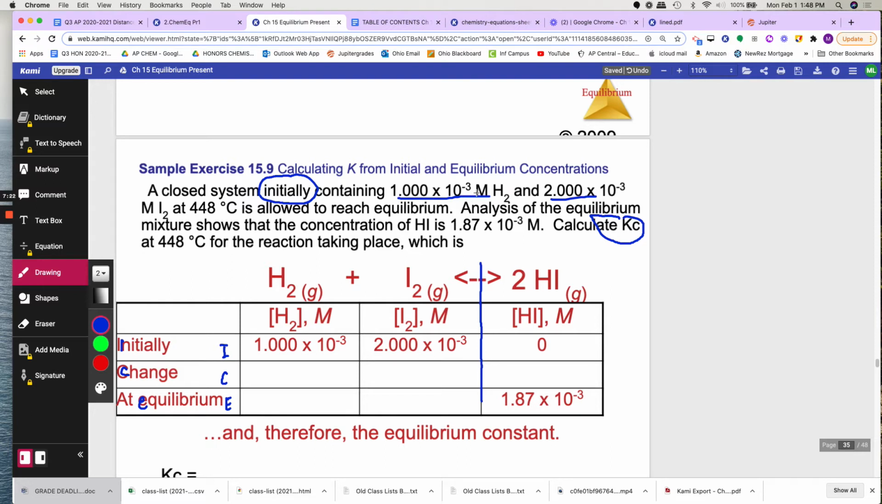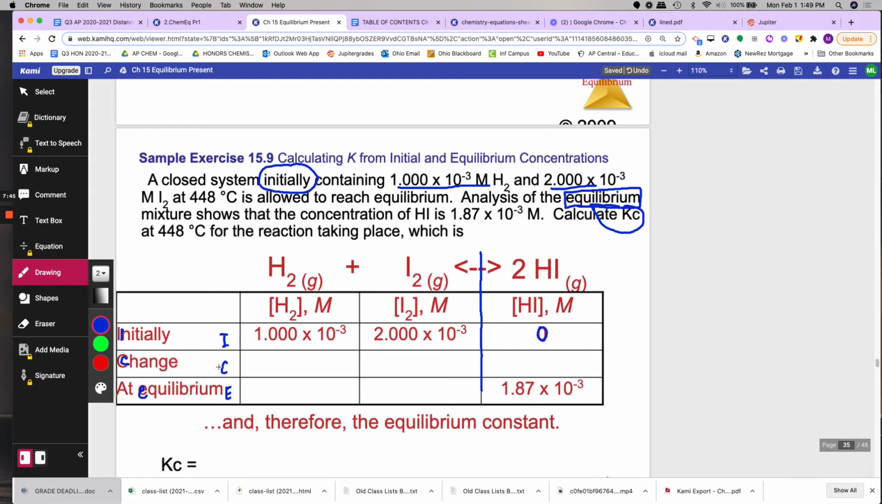You have 1 E negative 3 of H2, 2 E negative 3 of I2, and they did not mention if you had any HI initially. If they don't mention that, then you have 0. You have nothing in the beaker initially. You're just mixing the two reactants together. It says analysis of the equilibrium mixture shows, so now you're at equilibrium.